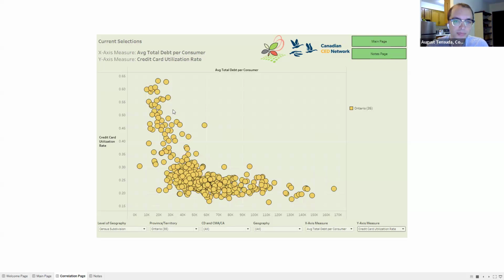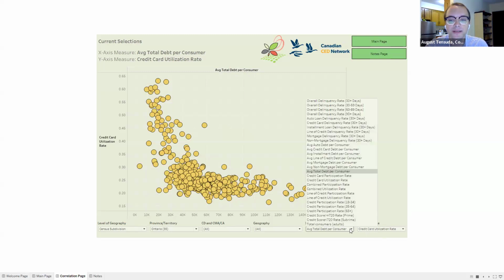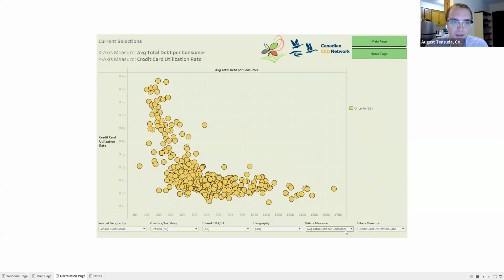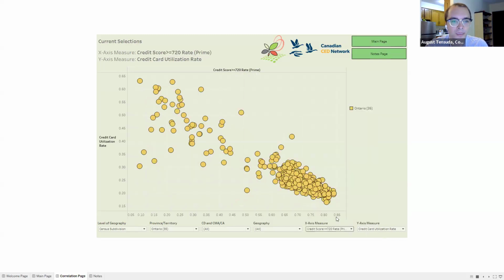So if we take a look at credit card utilization rate now, and then we switch the x-axis from being average total debt per consumer to being credit score greater than or equal to 720, so prime rate, I would expect that as credit card utilization increases, the prime rate decreases. So let's see if that's true. So it seems that, yeah, as credit card utilization increases, the credit score prime rate decreases as we'd expect.